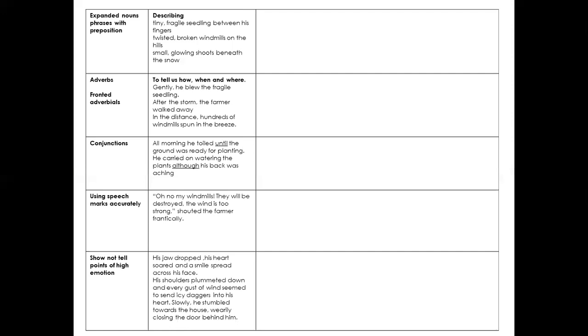So if you remember in our story that we did together, we used the expanding noun phrase and prepositions. We had the tiny fragile seedling between his fingers, twisted broken windmills on the hills, small glowing shoots beneath the snow. So that's some examples of it. So thinking about those, you can transfer that to your story. So he might not be holding tiny fragile seedlings, but he might be holding something.